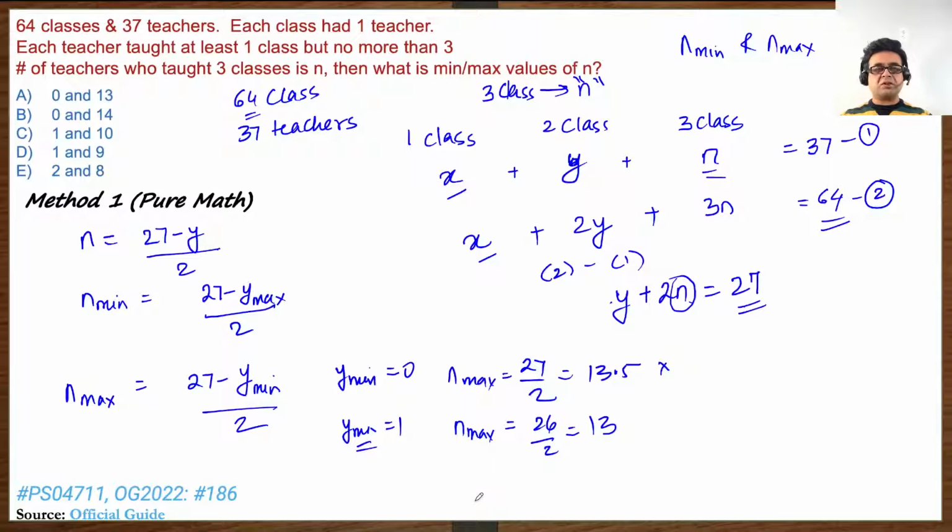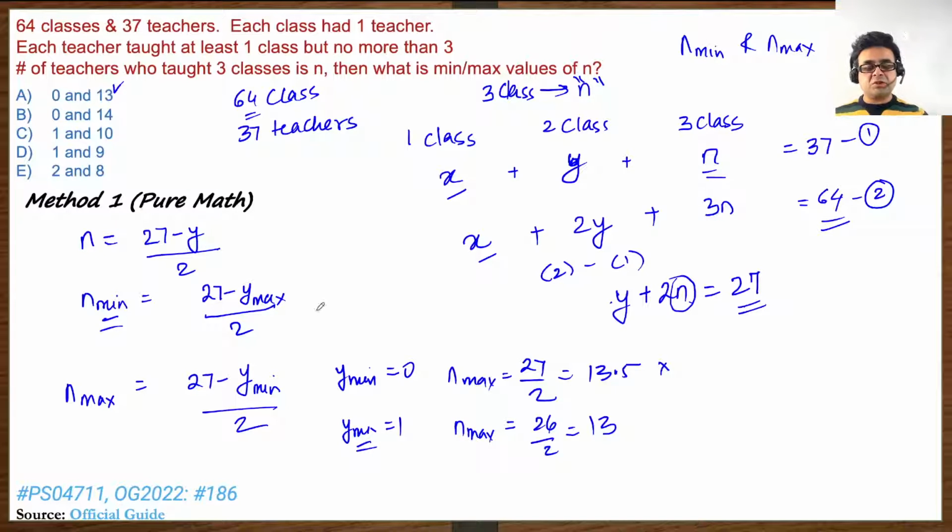And I can stop here because my maximum value is 13. I got the answer. And not just n maximum, I also got the answer of y minimum. If the question had asked me what is the minimum value of the teachers who are teaching 2 classes, you could just stop here, but because we want to be comprehensive, let's look at getting the minimum value of n.